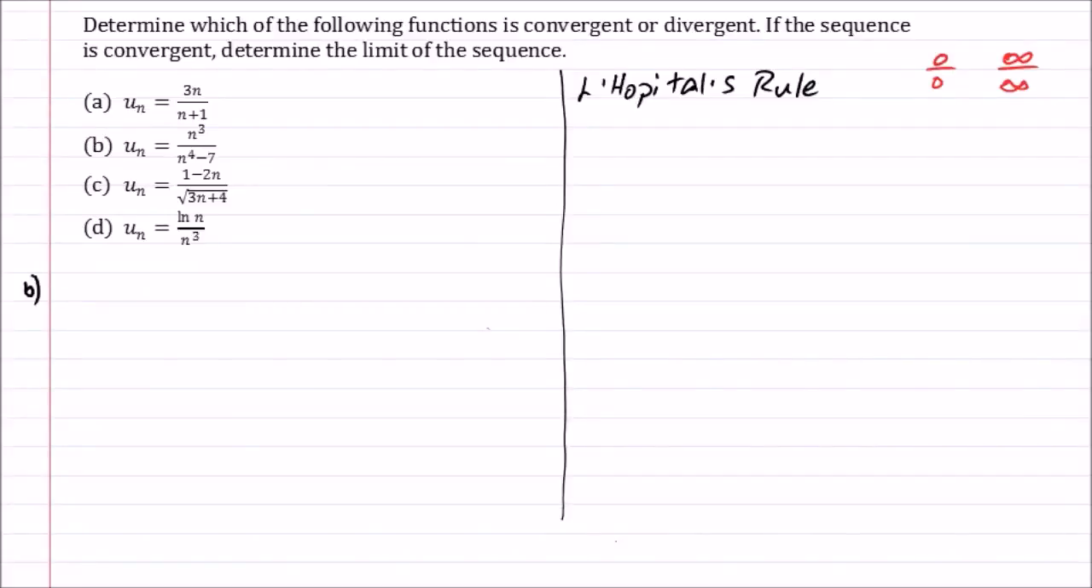For part B, our sequence is n cubed divided by n to the fourth power minus 7. Now, just like our previous example, I am going to use both methods. So I'll use the first method where we divide throughout by the highest power of n. Now in this case, the highest power of n is 4. So I'm going to divide throughout by n to the fourth power.